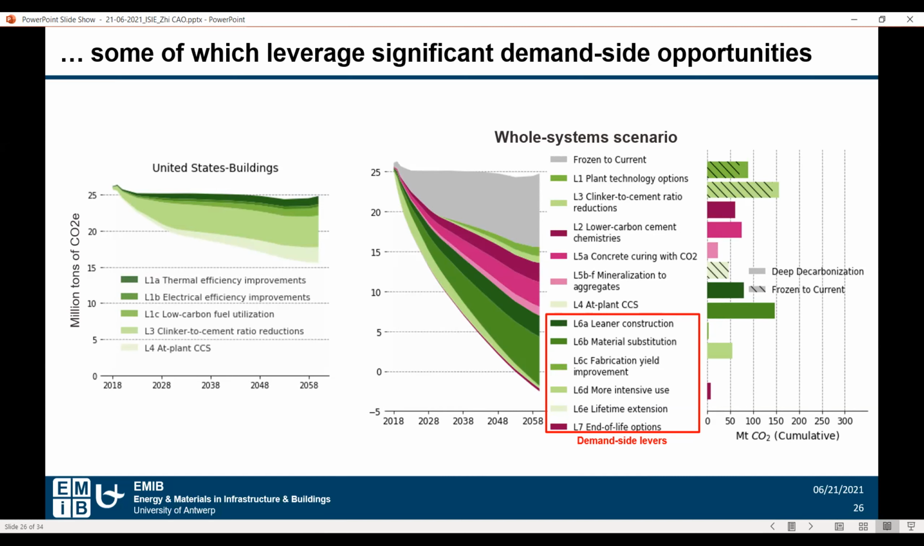We regard geopolymer as in level 3, which is basically reducing the clinker to cement ratio. And for lower carbon cement chemistries, here we are talking about changing the raw feed for clinker making. So basically we change the formula of clinker. Okay, not concrete. So you start from clinker to cement and then to concrete.